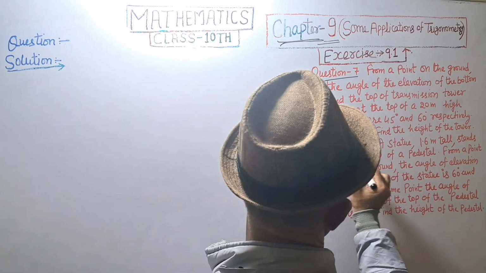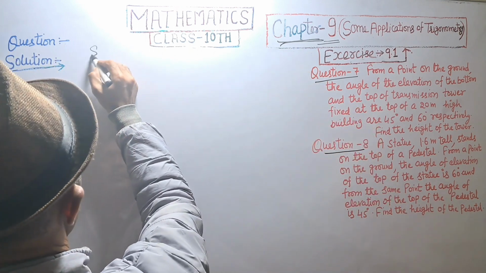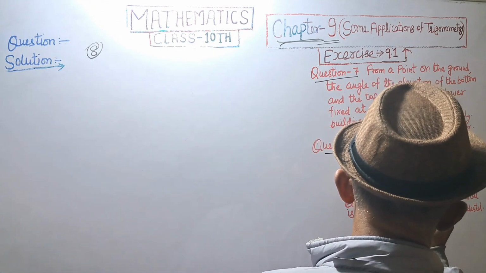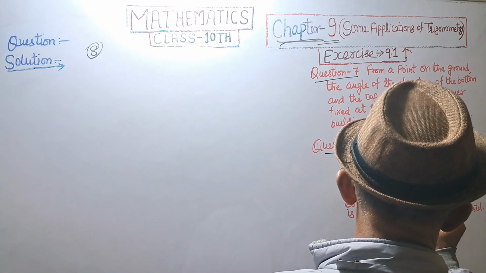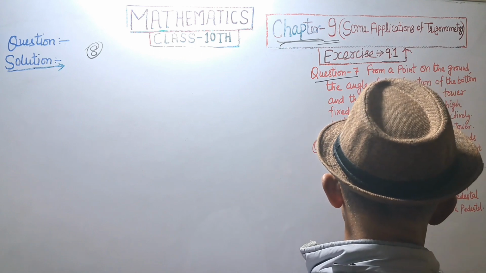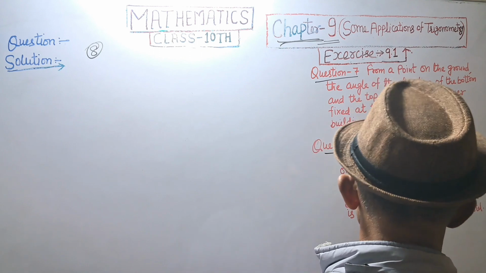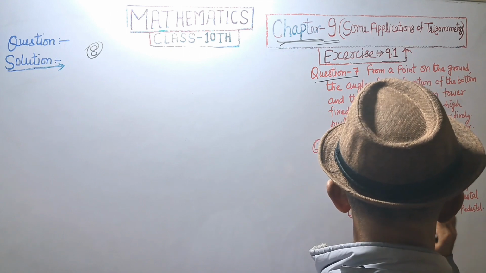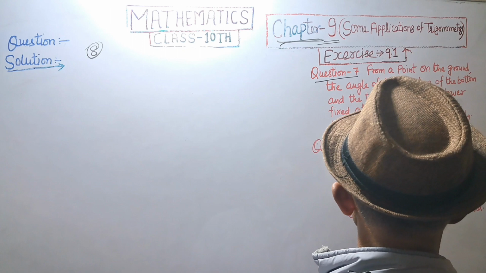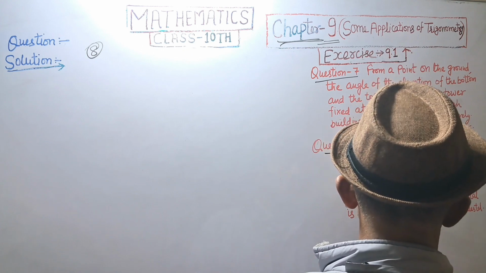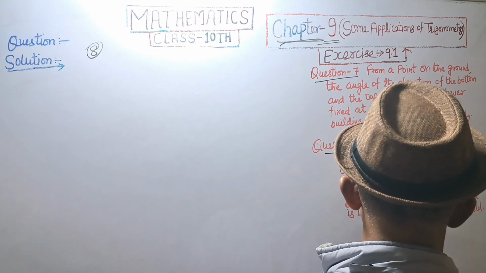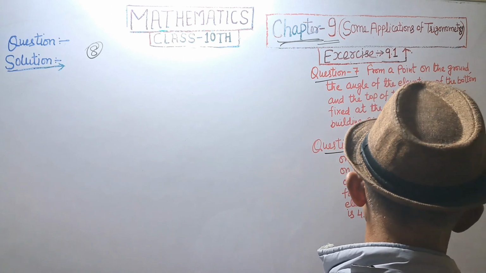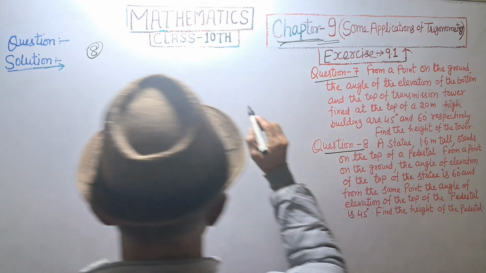Answer. Question number 8. A statue 1.6 meters tall stands on the top of a pedestal. From a point on the ground, the angle of elevation of the top of the statue is 60 degrees. From the same point, the angle of elevation of the top of the pedestal is 45 degrees. Find the height of the pedestal.